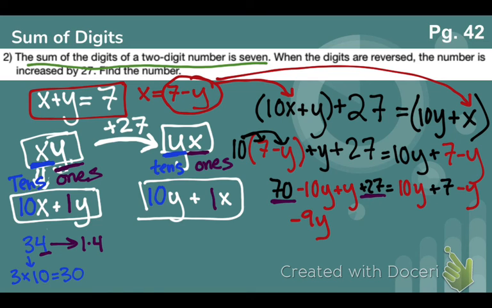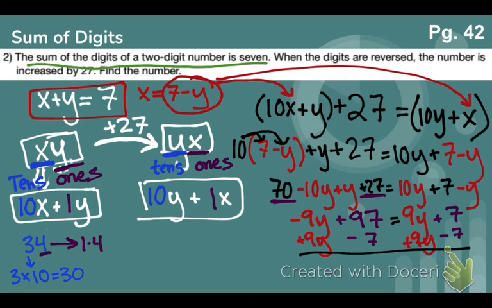70 plus 27, that's 97. And on the other side, 10y minus y is 9y, plus 7. And then now you can add 9y to the other side. Okay, I'm going to add 9y. 18y plus 7 equals 97. Then you can subtract the 7 from the other side and get 90 and then 18y.